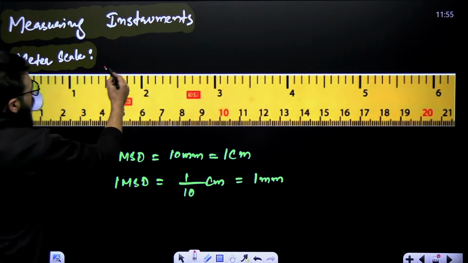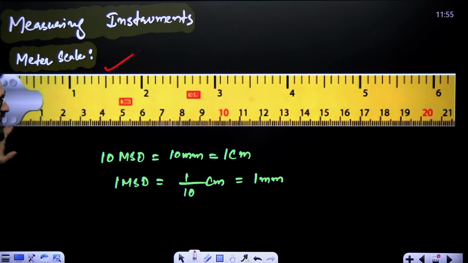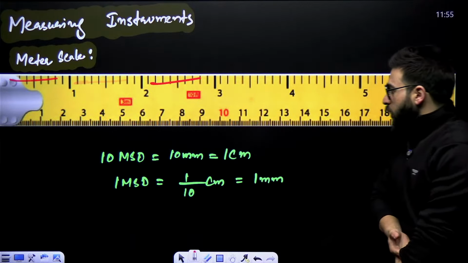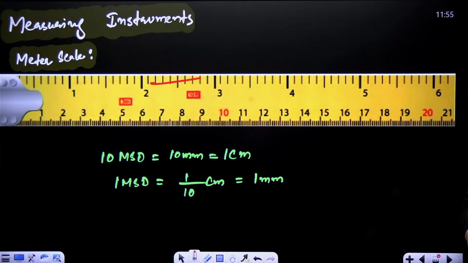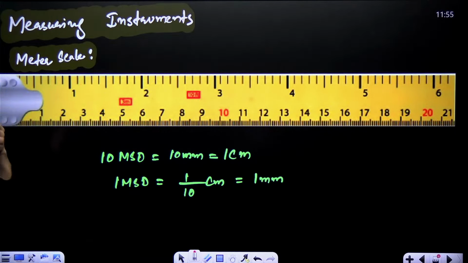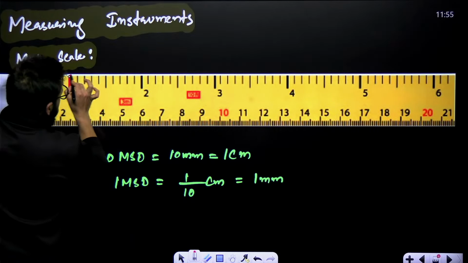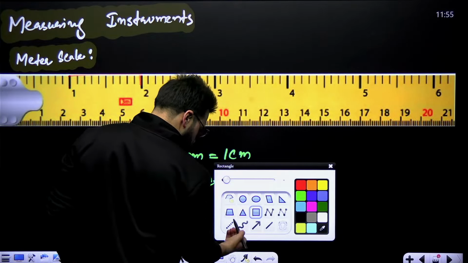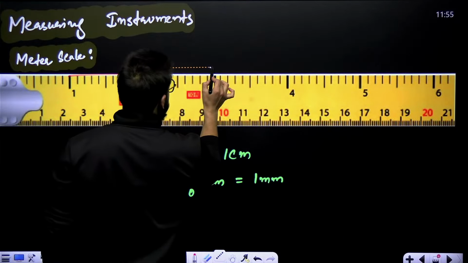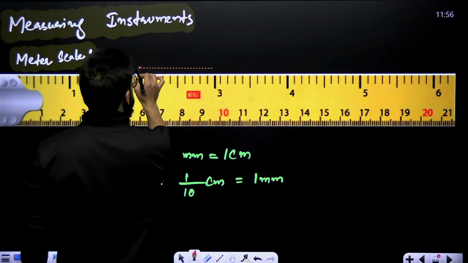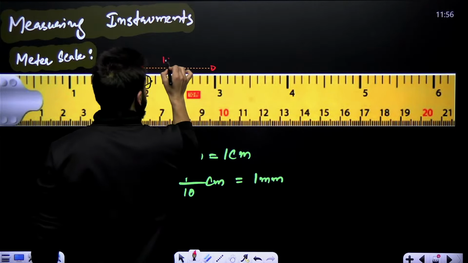Guys, all of you might have seen this in your real life. This is what we call the meter scale. Like this is 1 centimeter, 2 centimeter, 3 centimeter, and so on. Now guys, tell me one thing in this particular case. I'll give you a crystal clear feel of this. From here to here, what is the length of this one? This is 1 centimeter.